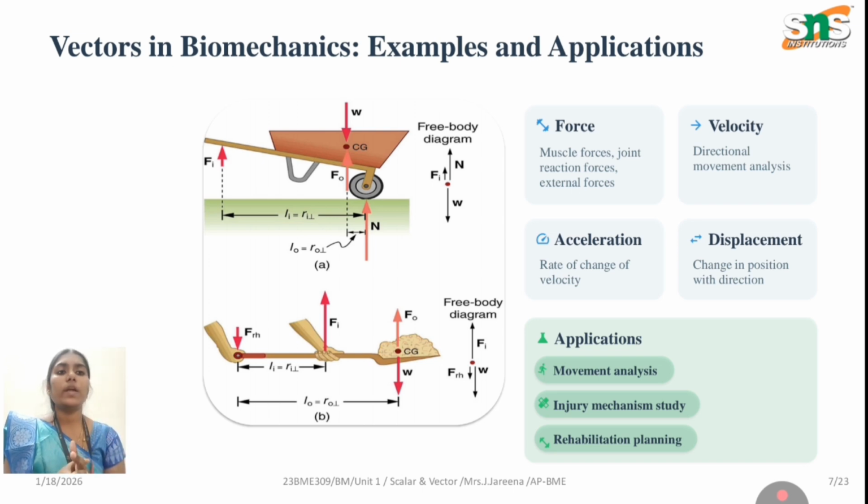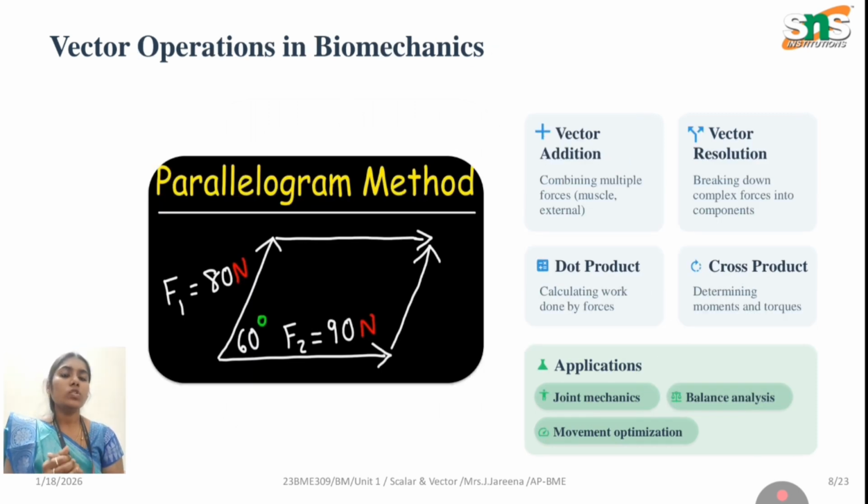The application of vectors is that you can do movement analysis as with scalars, you can study the injury mechanism, and you can plan rehabilitation and recovery programs. So this is the example for vectors. Vector operations in biomechanics are not as easy as with scalars because of the involvement of direction. With scalars, you can easily do addition and subtraction because they have only a constant value. But with vectors, since there is direction along with magnitude, it is not that easy to do operations as with scalars.